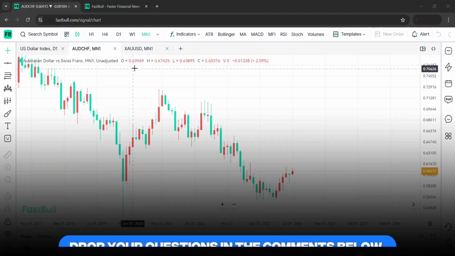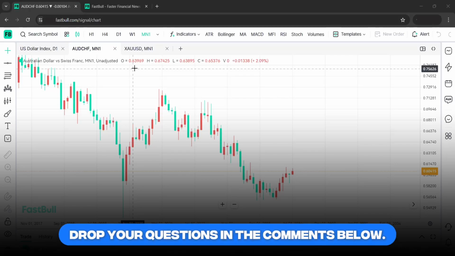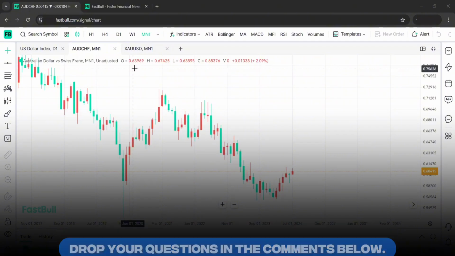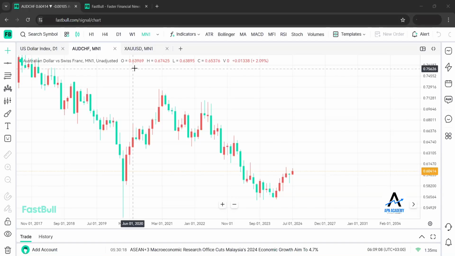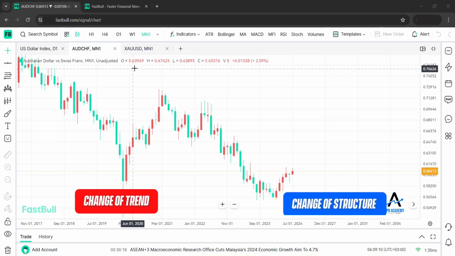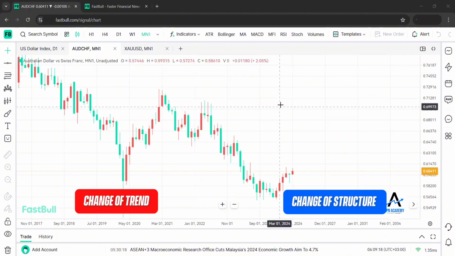So we have been compiling the questions that you guys have been sending through our DMs and emails. Now, there are a couple of things that are coming up, and I've noticed that most of us do not differentiate between change of trend and change of structure. These are two different things. Though the approach may be the same, may be similar, but these are two different things. How? This is the purpose of this video. I'm going to explain it to you very well.